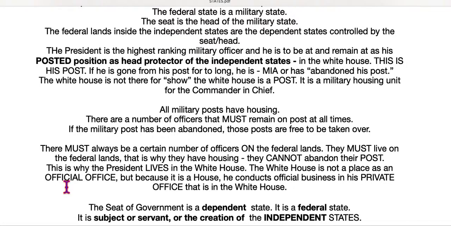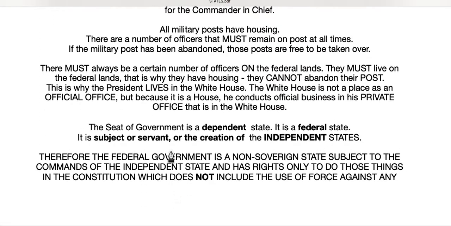This is why the president lives in the White House. The White House is not a place as an official office, but because it is a house and he lives there, he conducts official business in his private office that is in the White House. The seat of government is a dependent state. It is a federal state. It is subject or servant or the erection or the creation of the independent states.